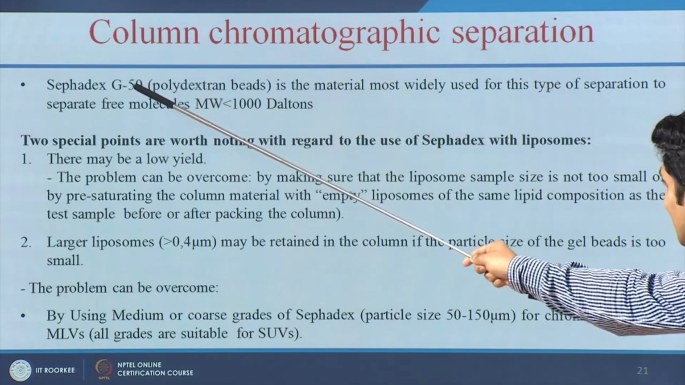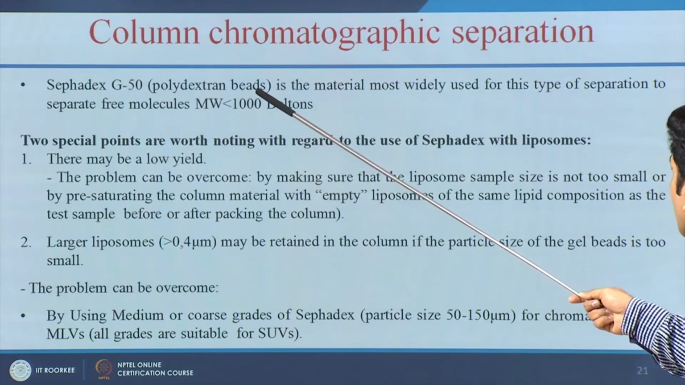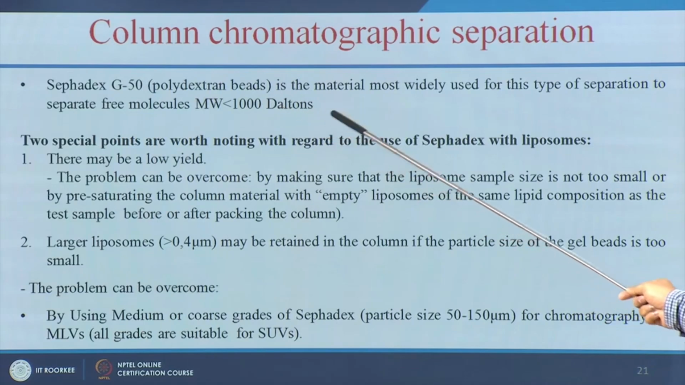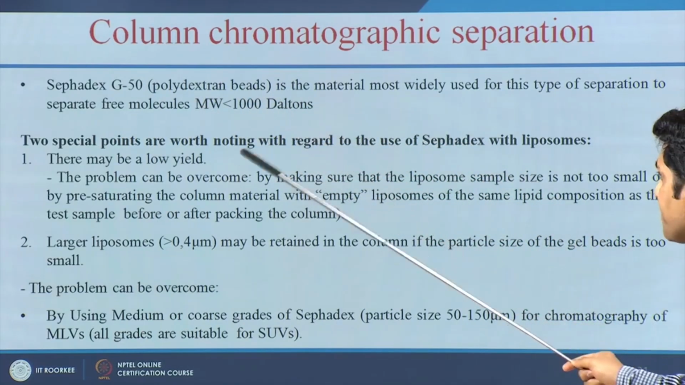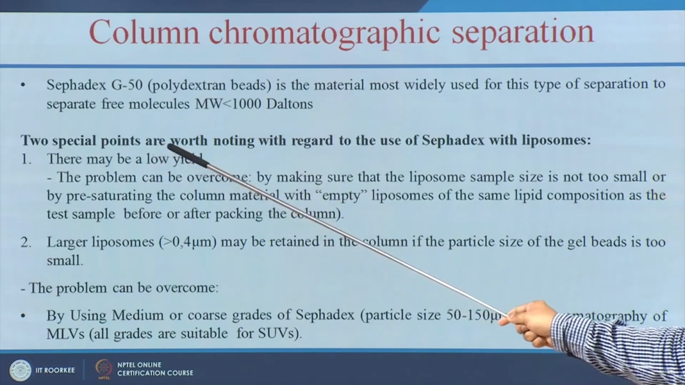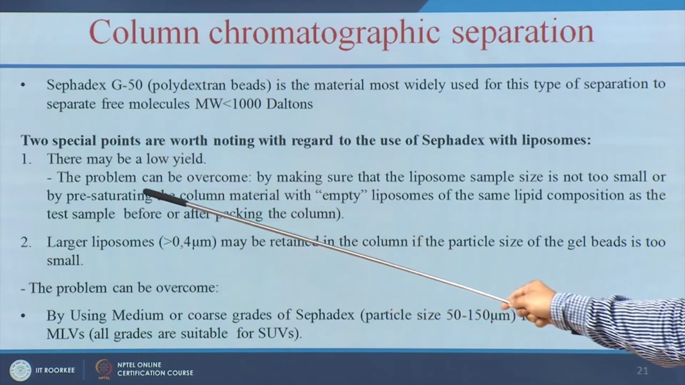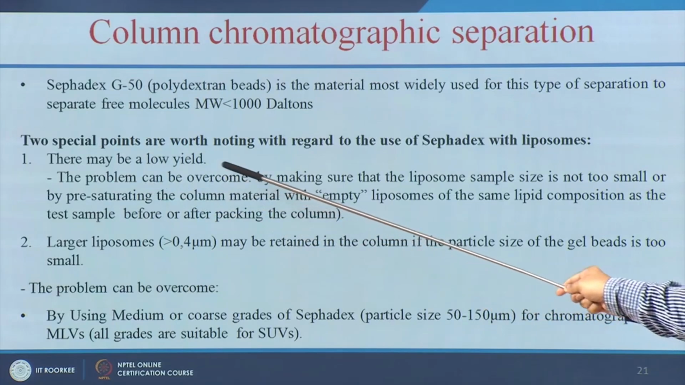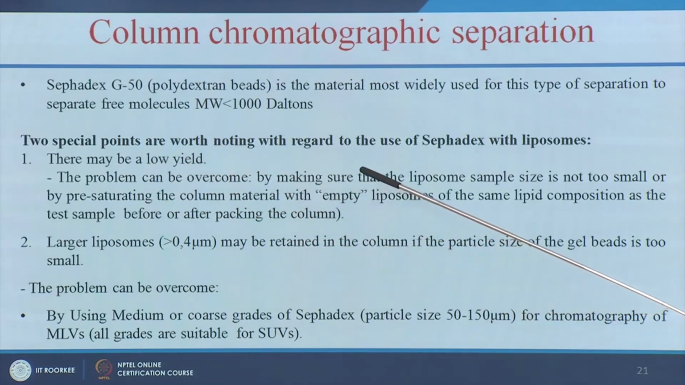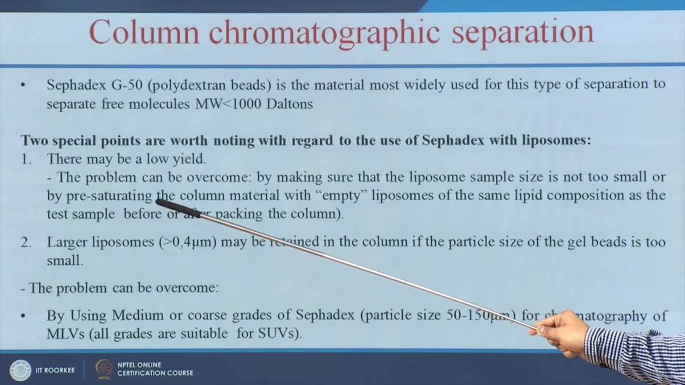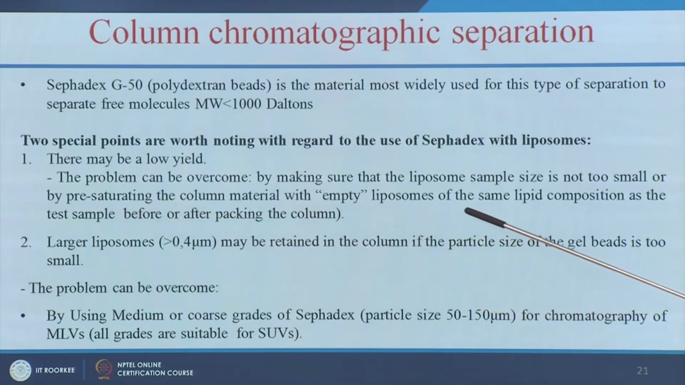So the third method is column chromatographic separation. Here we will be using Sephadex G50, which is polydextran beads, and this molecular weight cutoff is 1000 Daltons. When you use this Sephadex column, you have to consider two important points, that is there may be a lower yield. So this problem can be overcome by making sure that the liposome sample size is not too small, or the column can be pre-saturated with the empty liposomes.